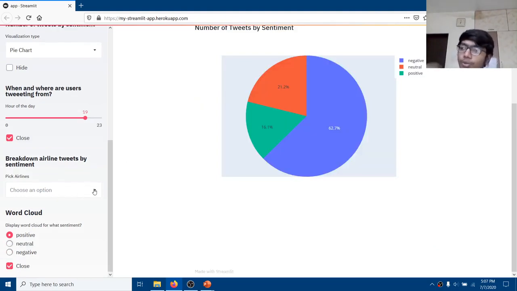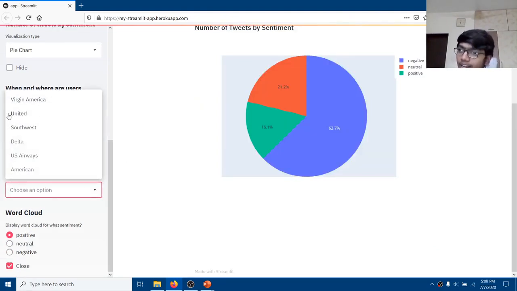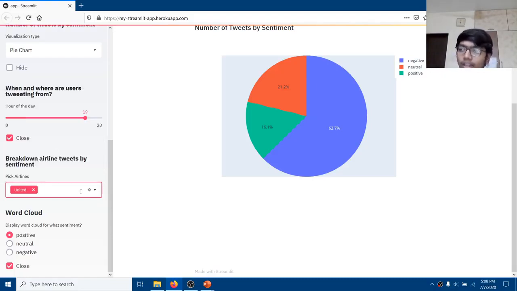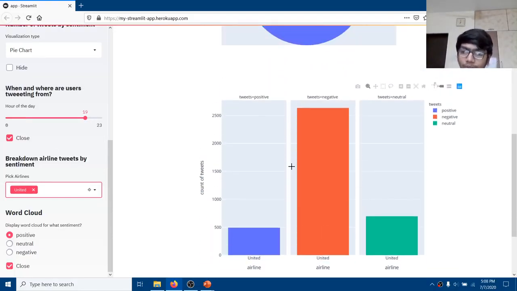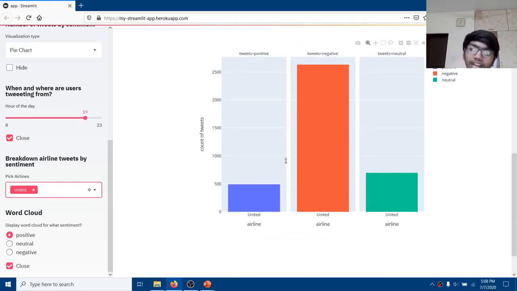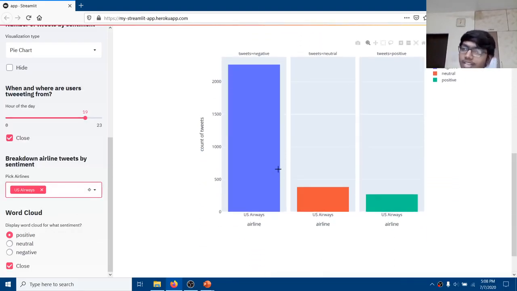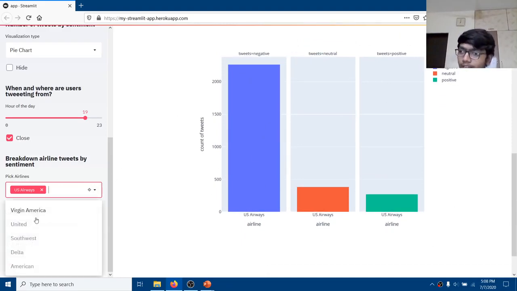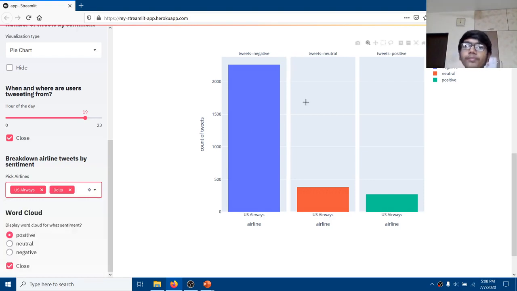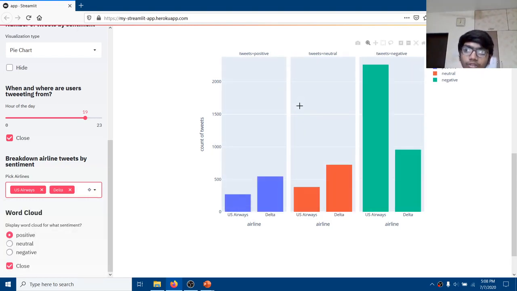We can also sort the tweets by airline, as you can see: Virgin America, United, Southwest. I will click on United for now. As you can see, for United Airlines there is a high amount of negative cases. People really hate this airline, I suppose. If I take any other, for example US Airways, let's see if it's any different. As you can see, again very negative reviews and very few positive tweets. I think this trend continues. Here we can see negative reviews and negative tweets again.